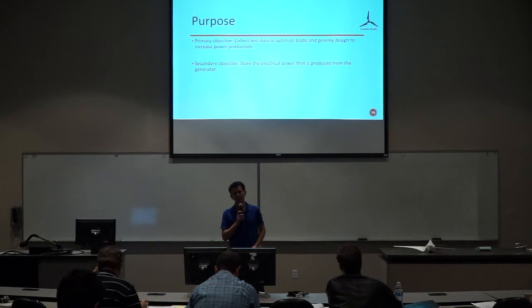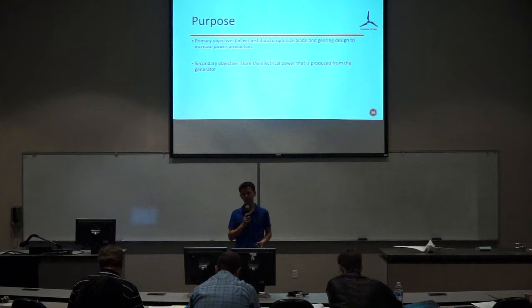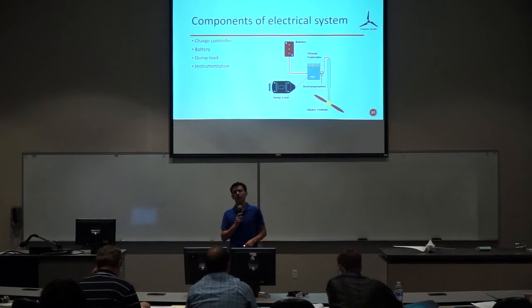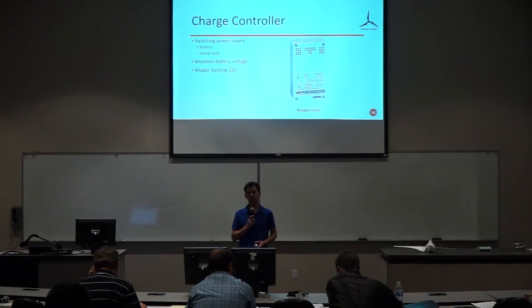The primary purpose of our electrical system is to collect test data so that we can optimize the blade design as well as the gear ratio to increase power production. Our secondary objective with the electrical system is to store the electrical power that is generated by the generator. The components of our electrical system include a charge controller, a battery, a dump load, and the appropriate instrumentation.